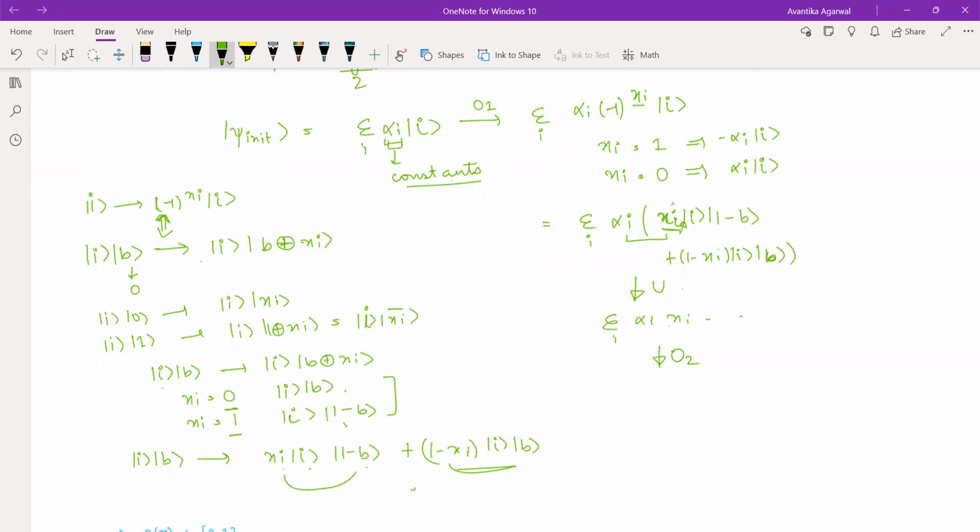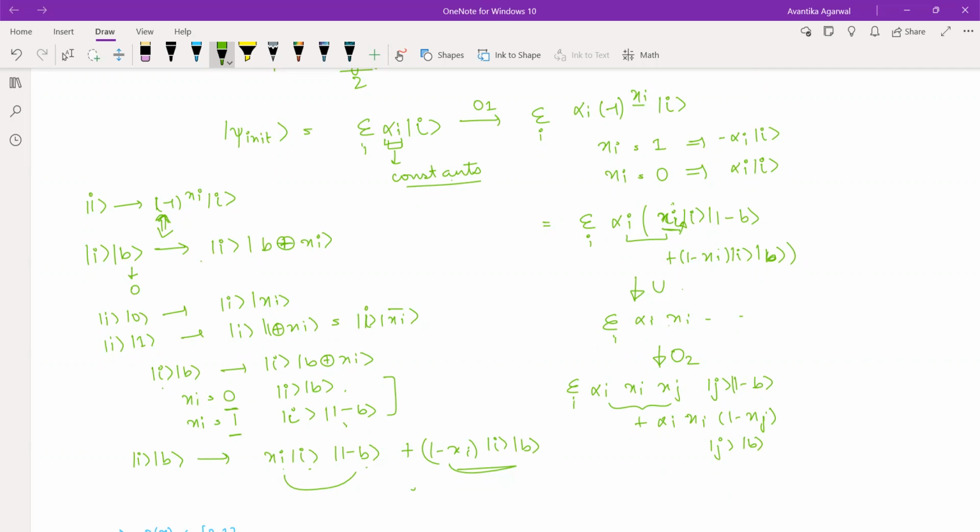So my polynomial, which was earlier a degree 1 polynomial, would now become a degree 2 polynomial. So the amplitudes will now become degree 2 polynomials. I will get something like alpha_i x_i x_j |j1⟩ minus b plus alpha_i x_i (1 minus x_j) |jb⟩ and so on. So now the amplitudes are degree 2 polynomials in the input bits, and so on till the t-th query that we make.